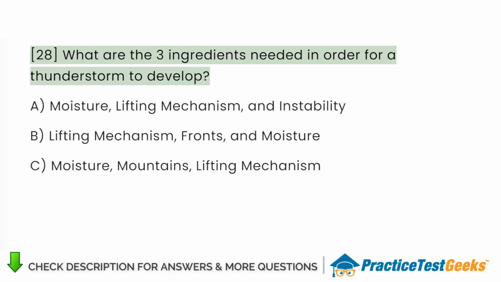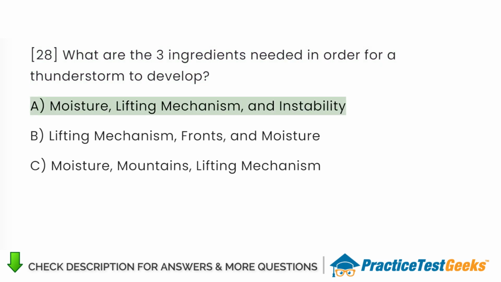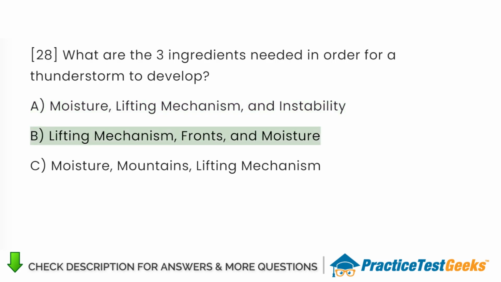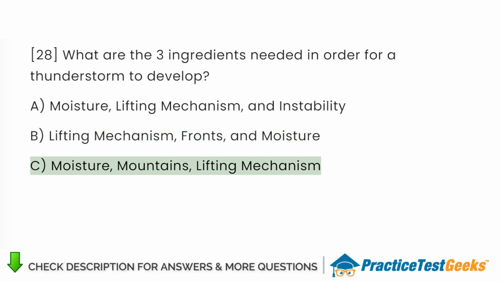What are the 3 ingredients needed in order for a thunderstorm to develop? A. Moisture, lifting mechanism, and instability. B. Lifting mechanism, fronts, and moisture. C. Moisture, mountains, lifting mechanism.